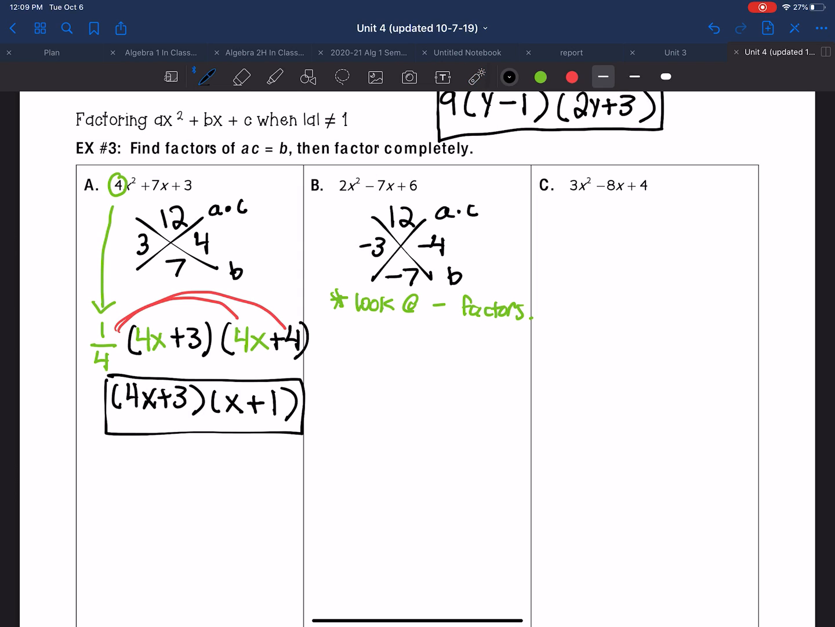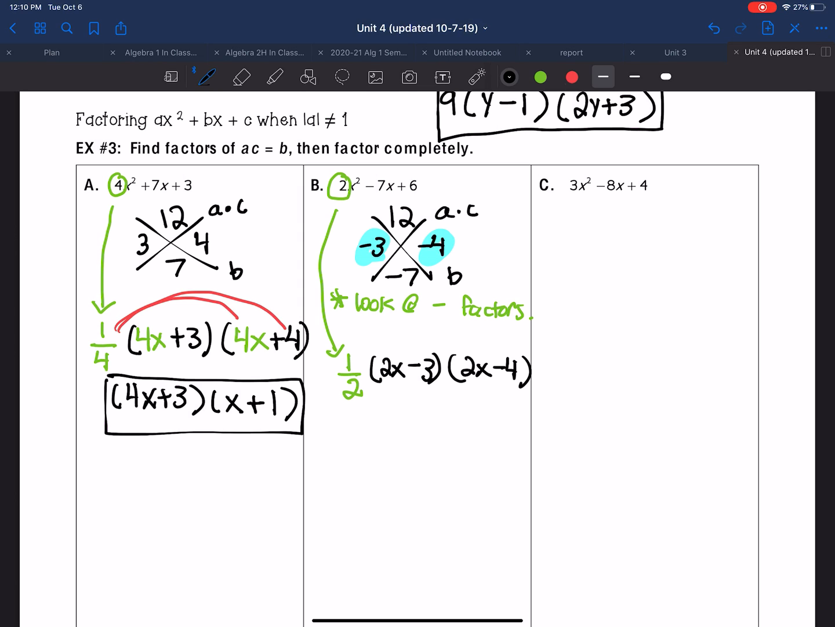Once again, since we have a leading coefficient that's not equal to 1, we're going to have to drop this down and put the fraction 1/2, so we put that leading coefficient in the denominator. Then my factors are going to have the same number in front of the x, so I have 2x and 2x. Then I'm going to drag and drop my factors into my binomials. So I have -3 and -4.